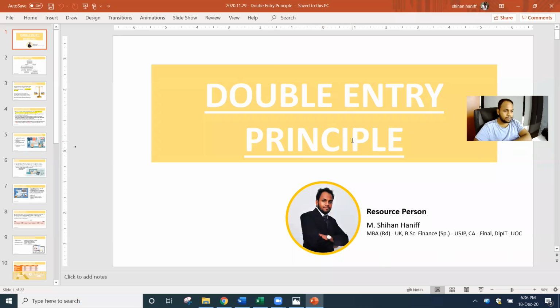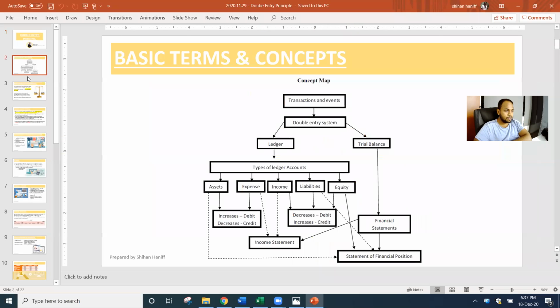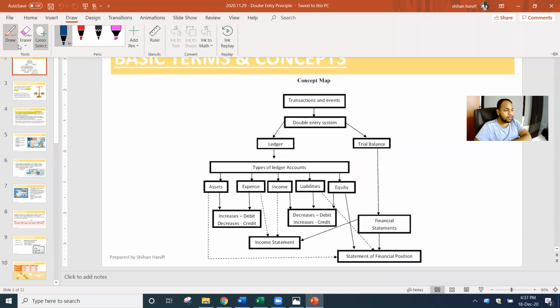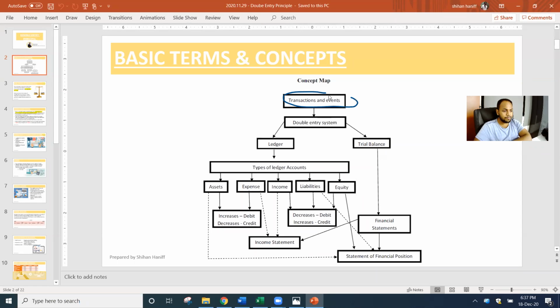So let's discuss the double entry principle, or the double entry system. Basic terms and concepts in this chapter: the transactions and events. So we need to understand the transactions and events. All the transactions and events should be recorded under the double entry system.